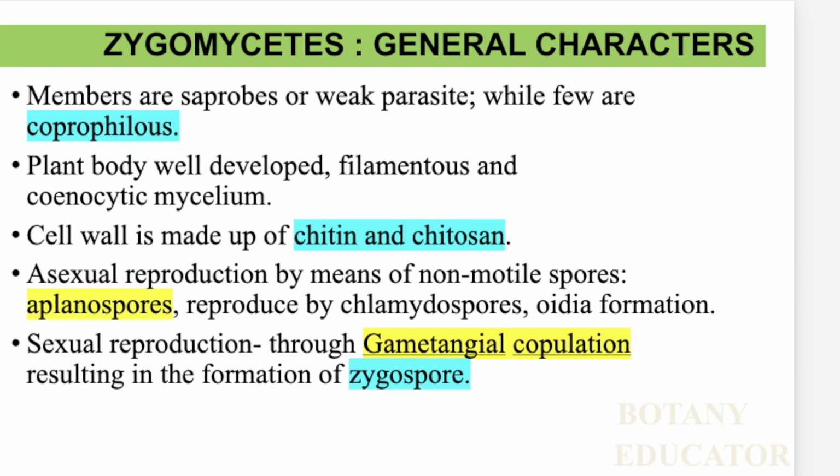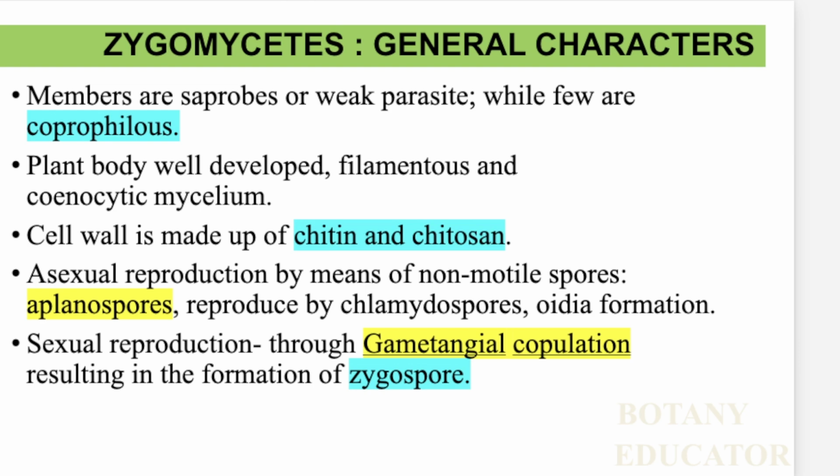Asexual reproduction is through non-motile spores. In oomycetes, we studied that it is through motile spores, zoospores. In this, it is through aplanospores. Other means are that chlamydospores are formed and oidia formation also takes place. Sexual reproduction is through gametangial copulation rather than gametangial contact, which we studied earlier in the oomycetes.